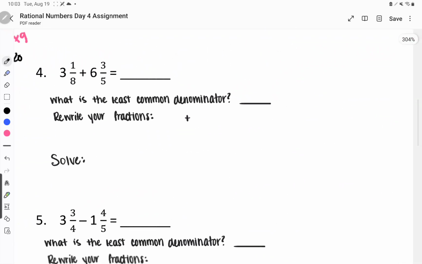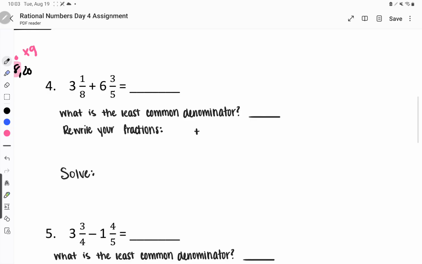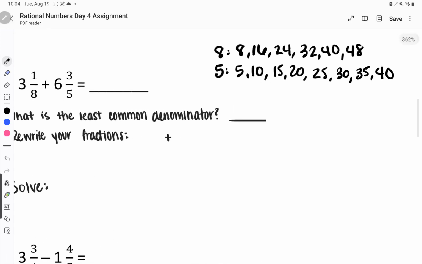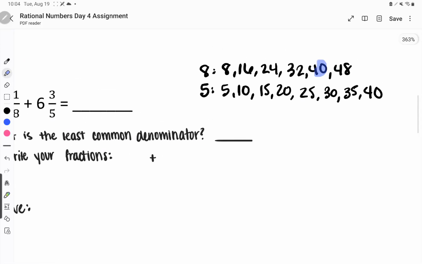All right, we're adding these here. So my first step is to find my least common denominator. So I have 8 and I have 5. 8 goes 8, 16, 24, 32, 40, 48. 5 goes 5, 10, 15, 20, 25, 30, 35, 40. So I'm going to stop there because my least common denominator is going to be 40.